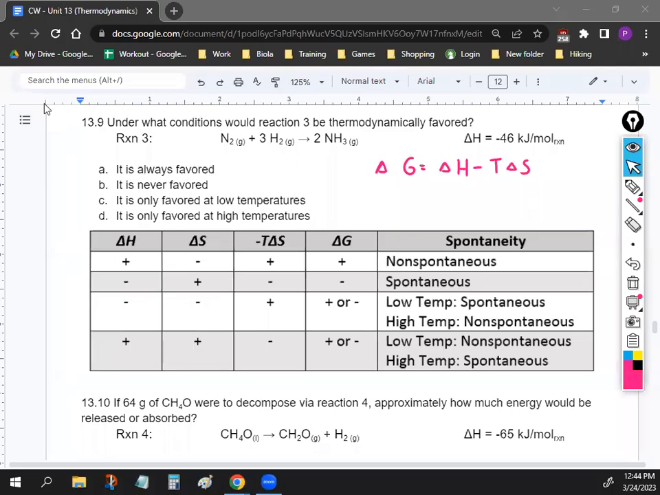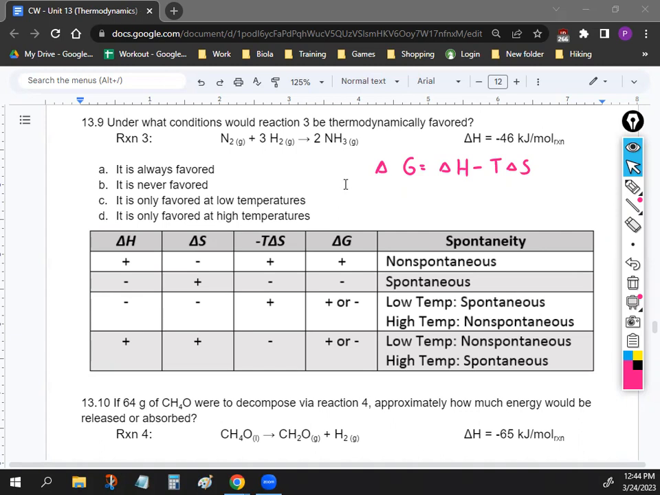All right, so since we're looking at if this reaction is thermodynamically favored, we have to use the equation for Gibbs free energy, okay? And so what we're going to be doing is plugging in as much information as we can into this equation in order to figure out if it's going to be spontaneous or not. And I gave you guys this table to kind of help you with that.